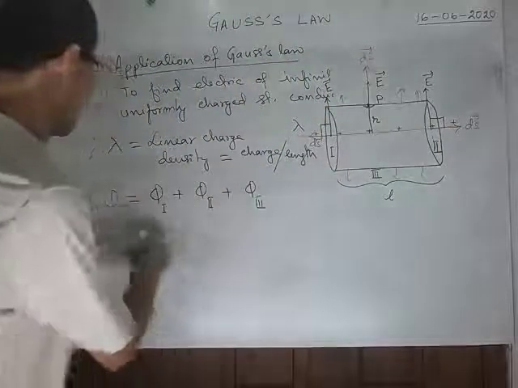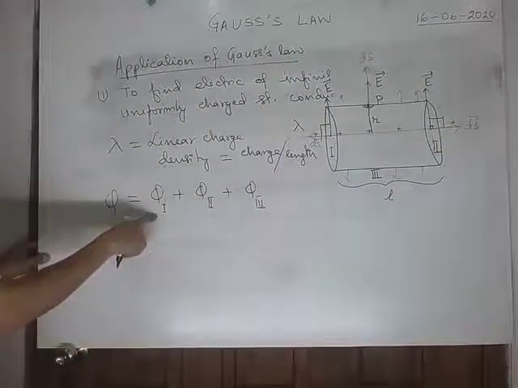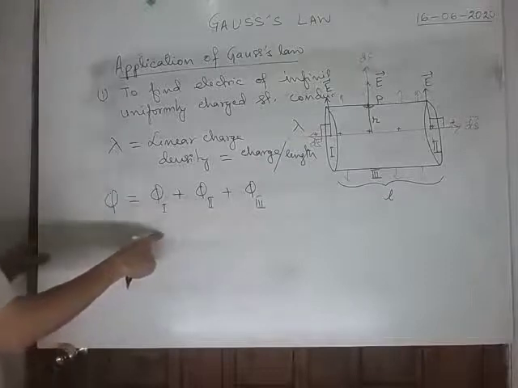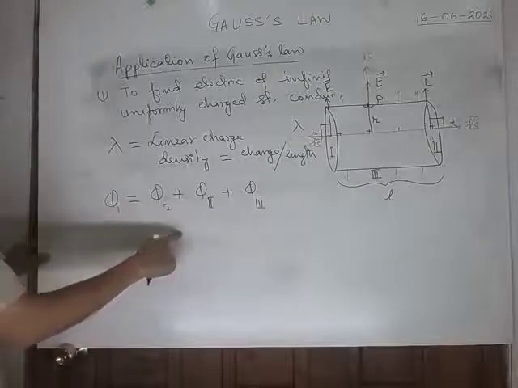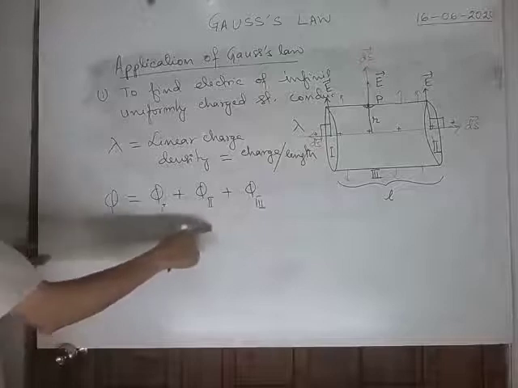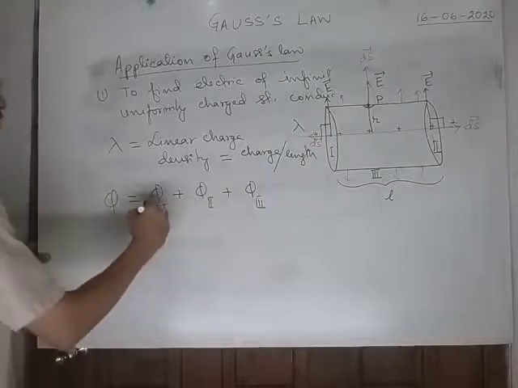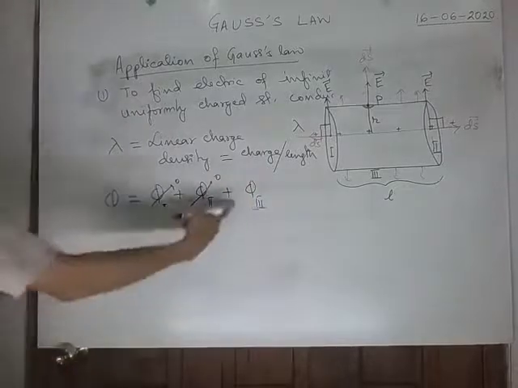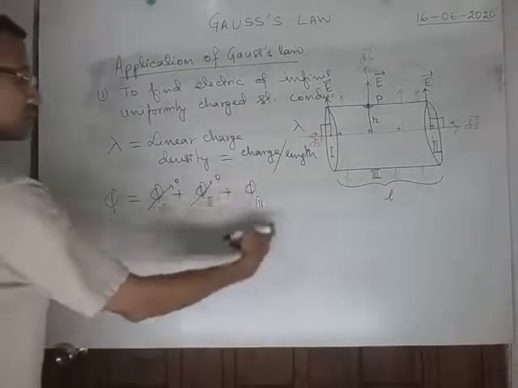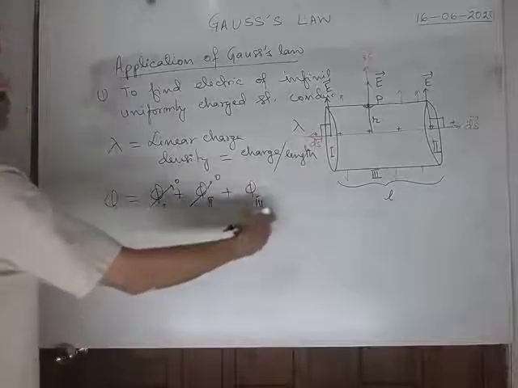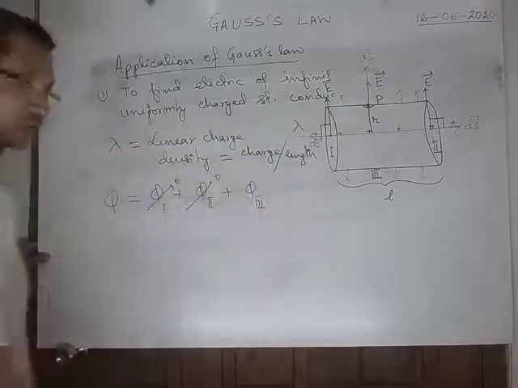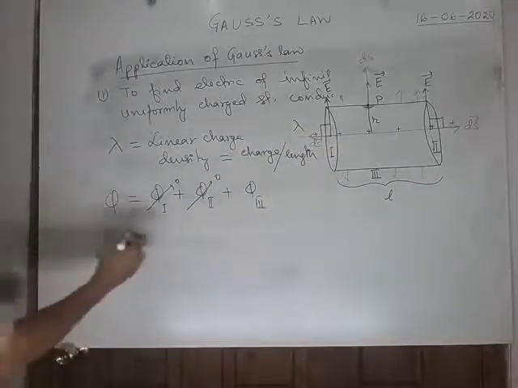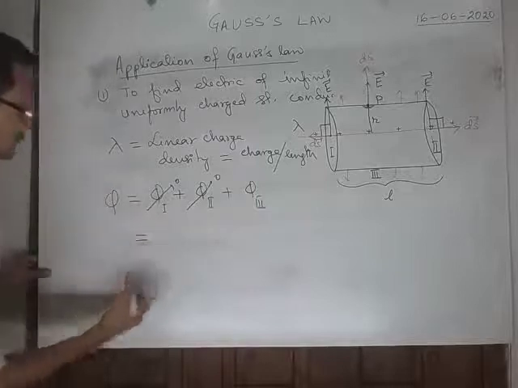So when we try to find out total electric flux for surface 1 and surface 2, what happened? As the angle between them is 90 degrees, cosine of 90 degrees will come out. Cosine of 90 degrees means what? 0. So these two vanish. And so the only flux that remains is the one contributed by the third surface, the third curved surface, I should say.